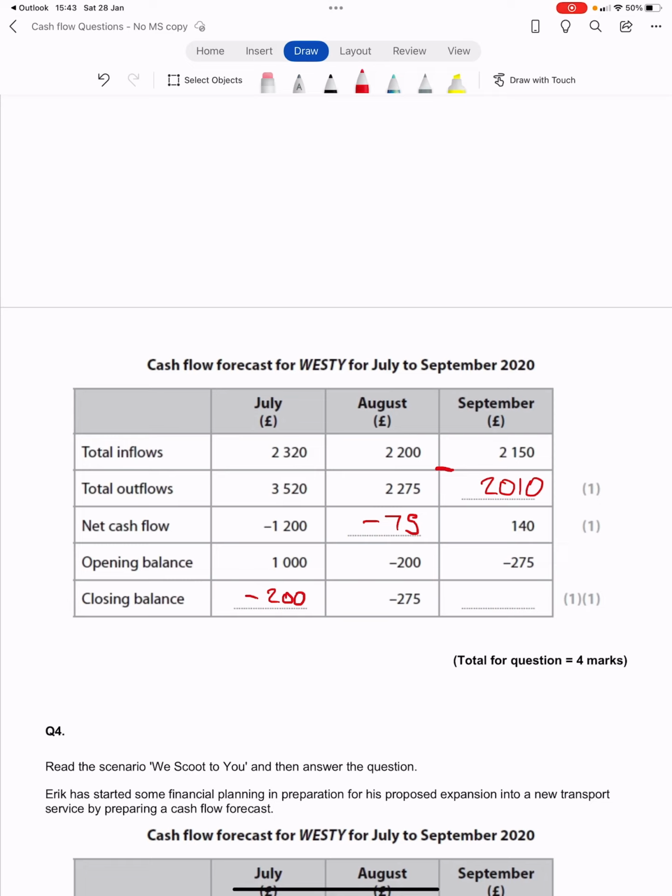And then our original opening balance was minus £275. Because we've got a positive net cash flow, we've had more money in than out this month, we just need to add that on, which will leave us with minus £135 as our closing balance.